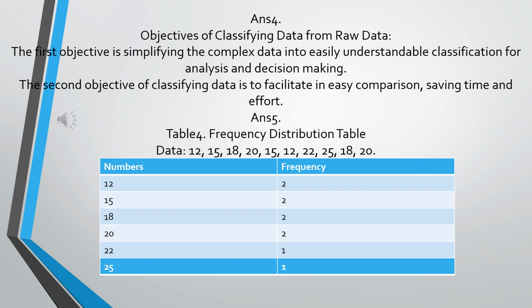Now the next answer 5 is represented in table 4. Here the data are given and the frequency table is drawn. The numbers or the data are presented on the left hand side of the table, and on the right hand side the number of occurrences or the frequency of the data values are presented. So 12 occurs 2 times, 15 occurs 2 times, 18 occurs 2 times, 20 occurs 2 times, 22 occurs 1 time, 25 occurs 1 time. So these are the numbers and the frequency presented in the frequency distribution table in table 4.